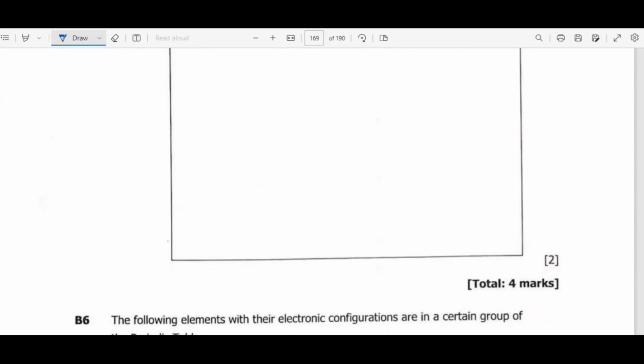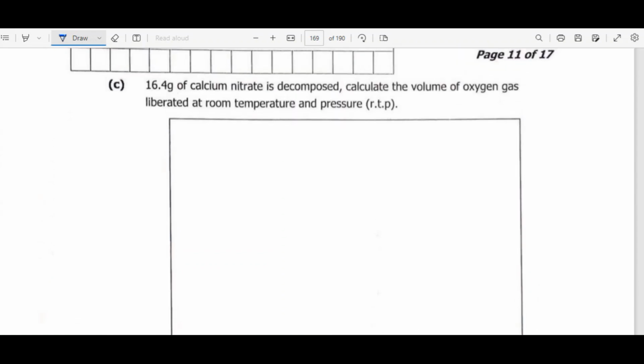So under question C, the last one, we are given 16.4 grams of calcium nitrate is decomposed. Calculate the volume of oxygen gas liberated at RTP. Alright, so the balanced equation was like this. For you to get the correct answer, make sure that the equation is balanced. If you miss the balancing, then you've got everything wrong. So this is our balanced chemical equation.